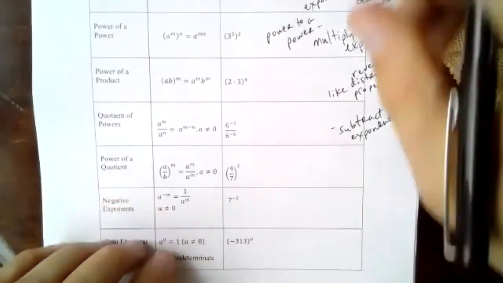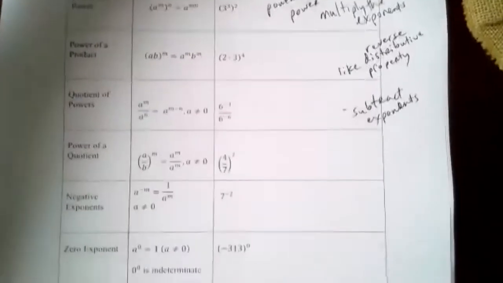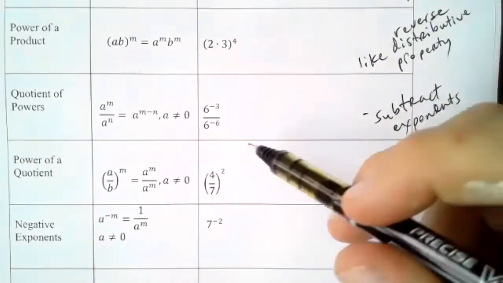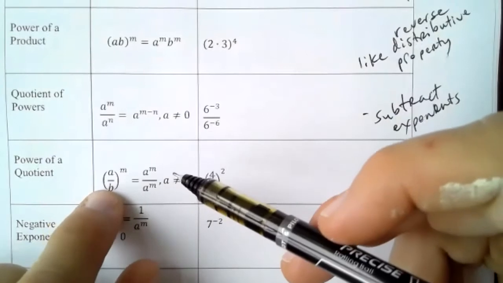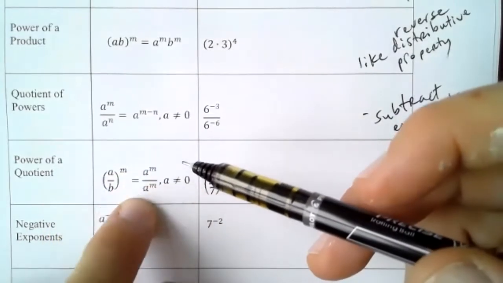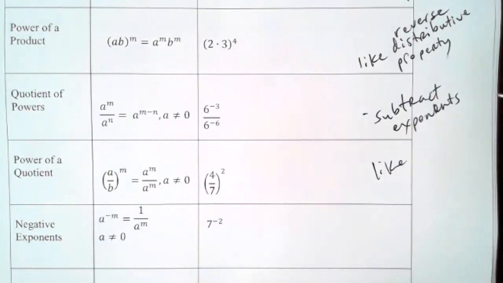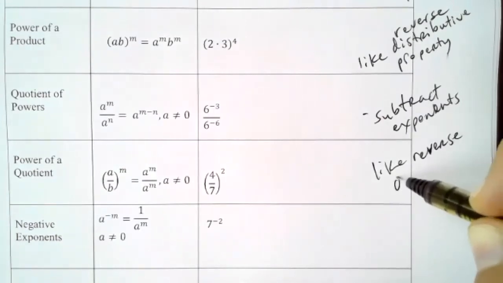All right, so let's go to the next one here. It says power of a quotient. So we've got a fraction raised to a power. So this is like distributive property again. We'll just say reverse distributive property.